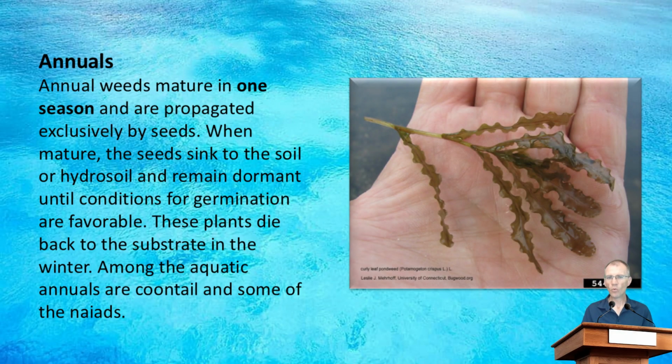Annuals. Annual weeds mature in one season and are propagated exclusively by seeds. When mature, the seeds sink to the soil or hydrosoil and remain dormant until conditions for germination are favorable. These plants die back to the substrate in the winter. Among the aquatic annuals are coontail and some of the naiads.